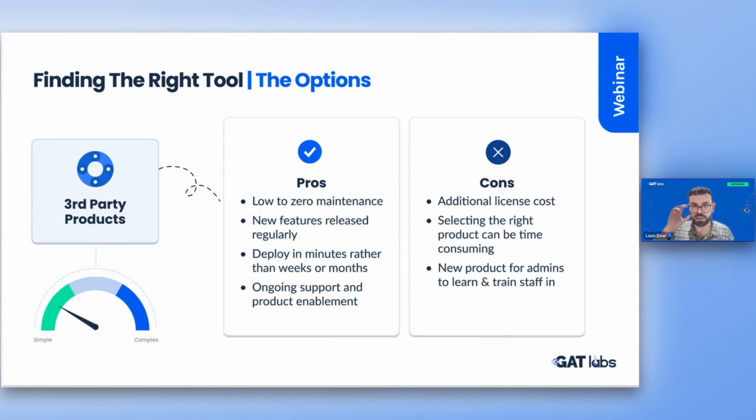And then, of course, the third-party products that are on the marketplace. GAT Labs being one. Pros: low to zero maintenance to you as the customer. That is handled by the vendor. New features are released regularly, and again, I'm not talking just specifically about GAT Labs. A lot of these organizations offering services and products there will have teams monitoring the changes coming from Google and building new solutions as they become available.